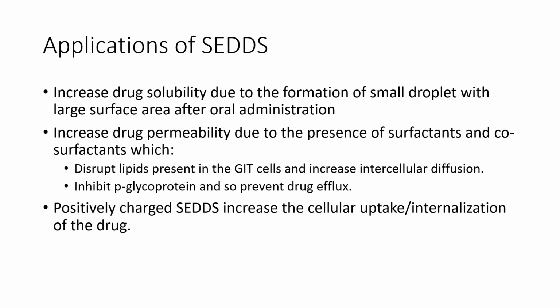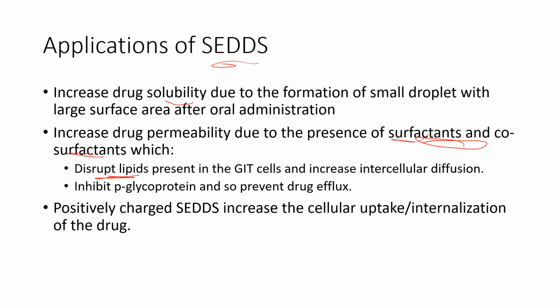Of course, the main aim of self-emulsifying drug delivery system is to increase the drug solubility because of formation of microemulsion or nanoemulsion inside the body with high surface area, high solubility. Also, the presence of surfactant and co-surfactant inside this system will increase permeability, because you know from previous courses that surfactant could disrupt the lipid present in the GIT membrane, increase the paracellular spaces, and increase absorption.